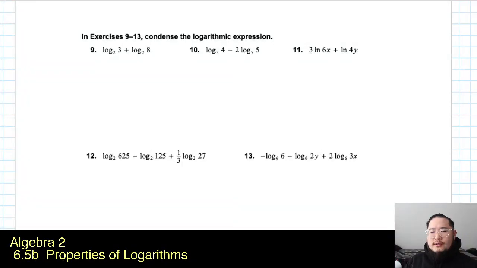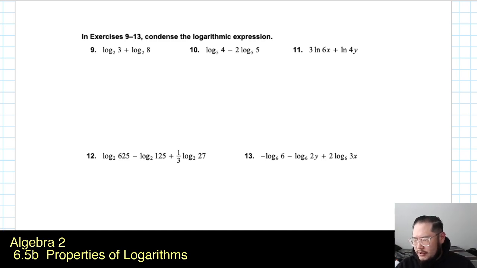All right, let's go ahead and continue here on section 6.5, properties of logarithms. And we split this up into two sections. So now what we're going to take a look at is taking our logarithms and first being able to condense the logarithmic expressions. So let's take a look right here at number 9.